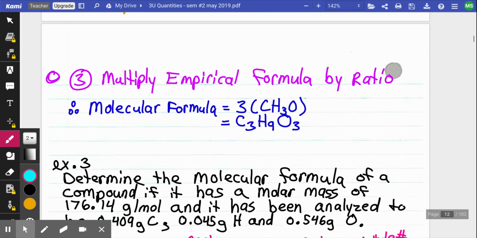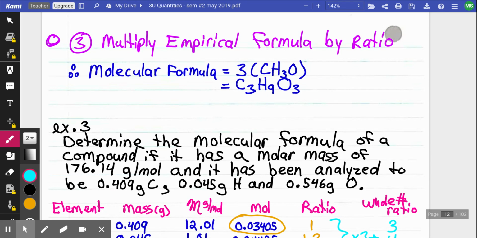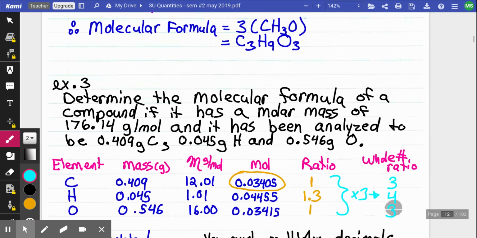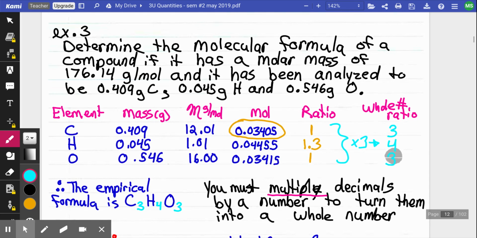So let's take a look at our last example. I'm just going to breeze through it. I'm not going to do all the math with you. So I'm going to suggest that you watch and listen, and then you hit pause and you copy. So in this example, we want to determine the molecular formula.